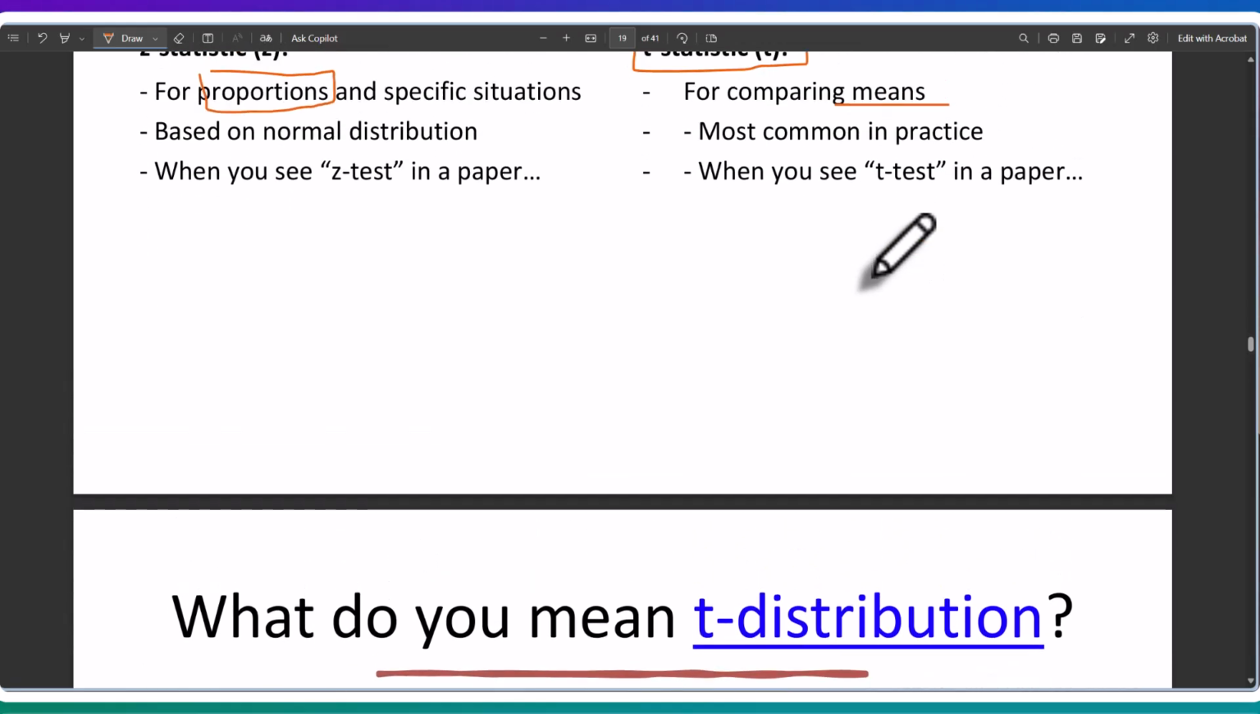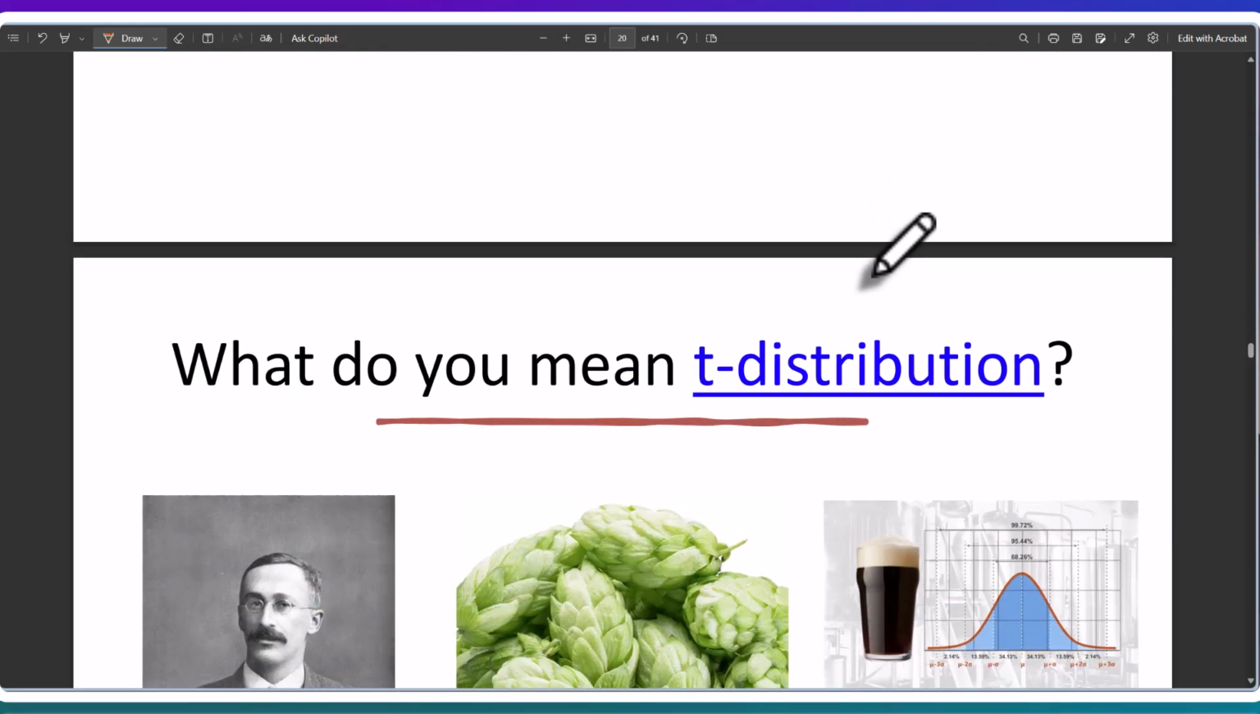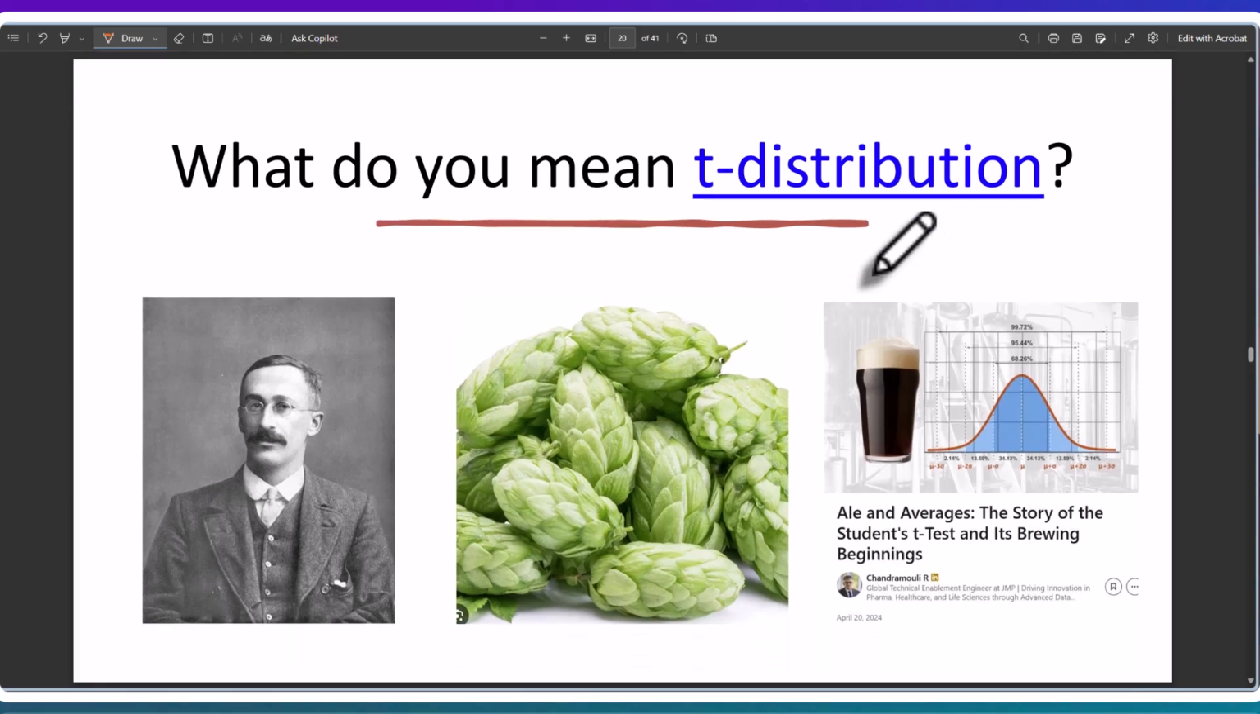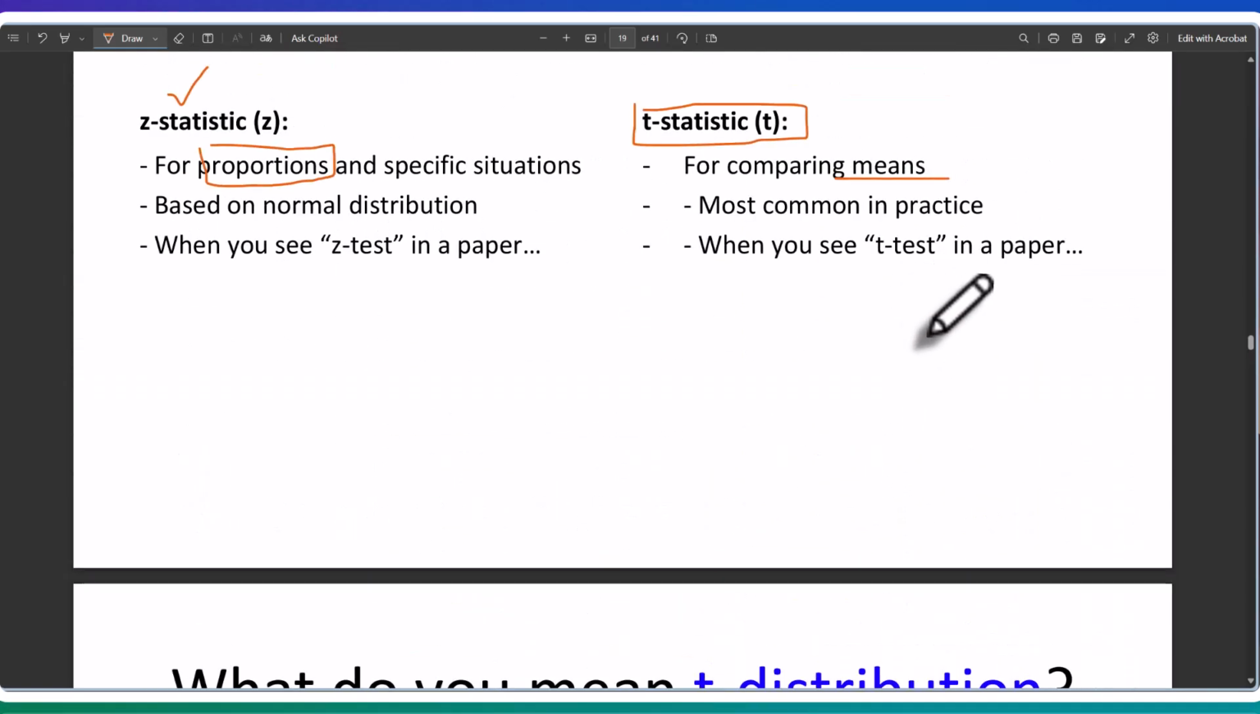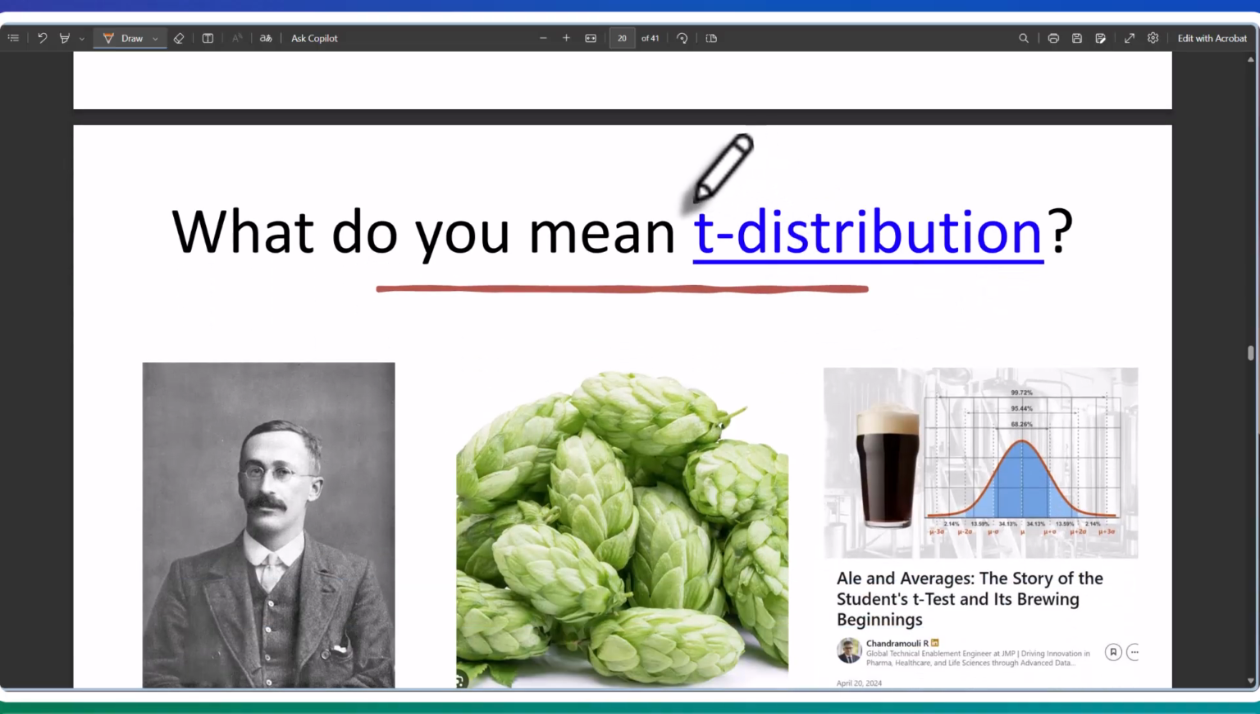but it does have its own little twists and turns. So what do I mean by that? What we mean is that the t-statistic will follow a t-distribution. Okay, so the t-distribution, let me actually pull it up here.